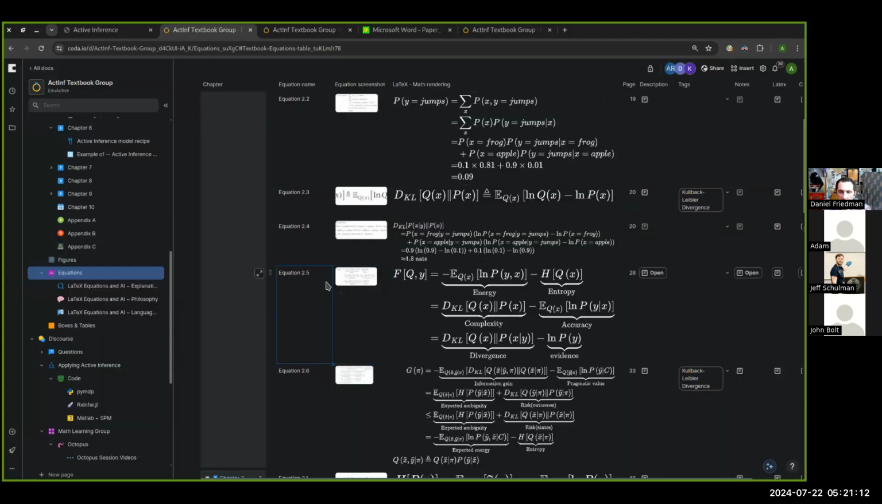Equation 2.5 is the variational free energy. Variational free energy is a functional, so it's a function that takes in a function. What it takes in is Q, a belief distribution, and Y, a new observation, data coming in. So this is like the agent's belief about temperature distribution. That could be a super tight distribution, very loose distribution. And then Y is a data point.